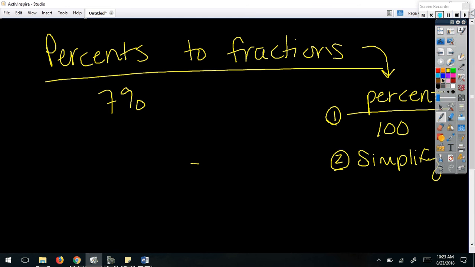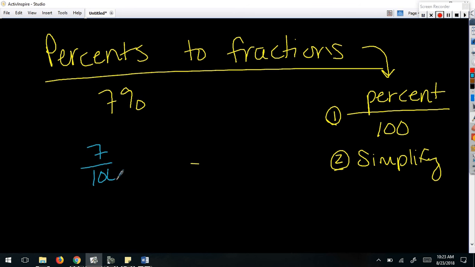So if I'm trying to make 7% into a fraction, what do you think I would do? Oh, I thought it was a 79. No, it's 7 over 100. I'm sorry, I put 79.